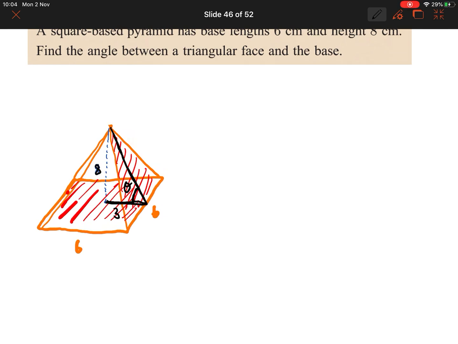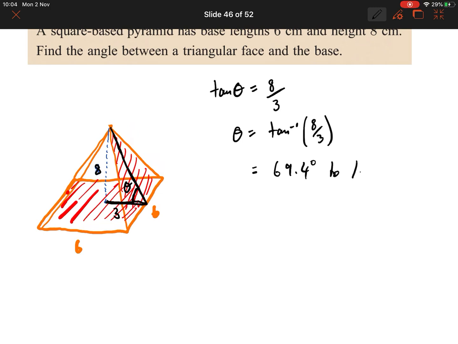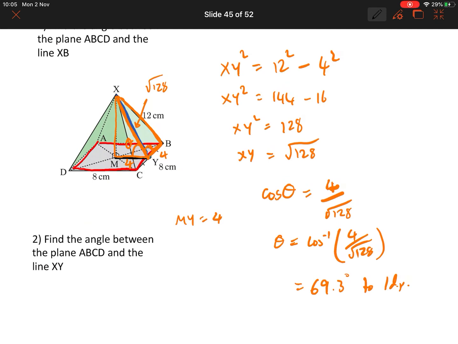So we're trying to find out this angle here, and it should be easy to do because we know this distance is 3, we know this distance is 8, so we can use tan. Tan of my angle is equal to the opposite, which is 8, over my adjacent, which is 3. Theta is equal to shift tan of 8 over 3. Using my calculator, shift tan 8 divided by 3 is equal to 69.4 degrees to 1 decimal place.